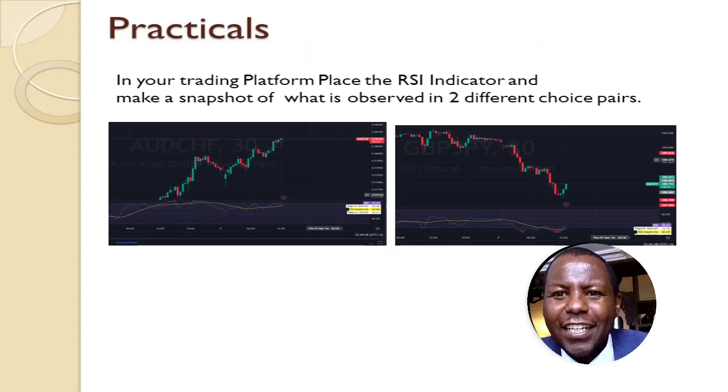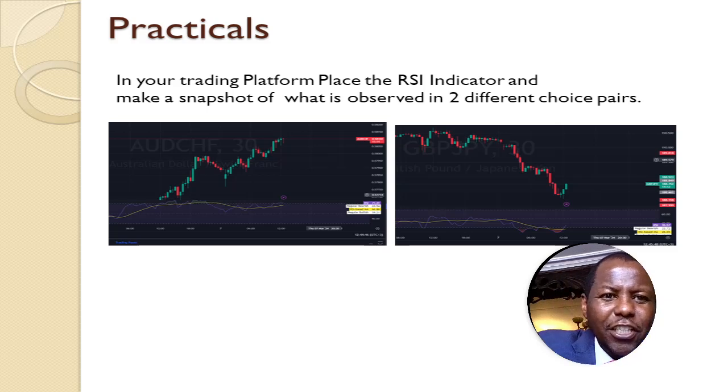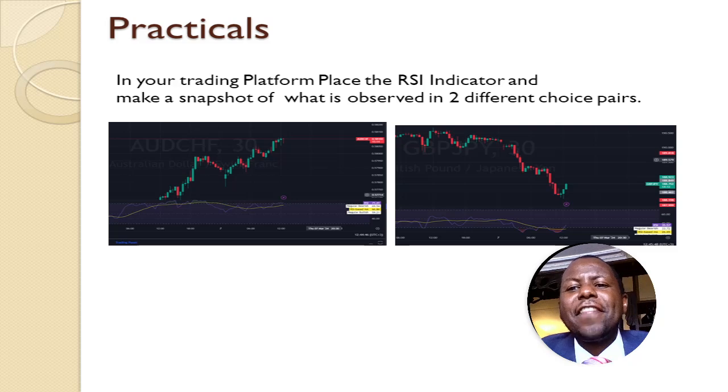Okay. Now we're going to do a practical here. In the practical here, we're going to go down into our trading platform, and then we're going to place the RSI indicator and make snapshots of what is observed in two different currency pairs. So you choose a pair. For instance, in the diagram here, I've chosen the Aussie dollar and the Swiss franc.